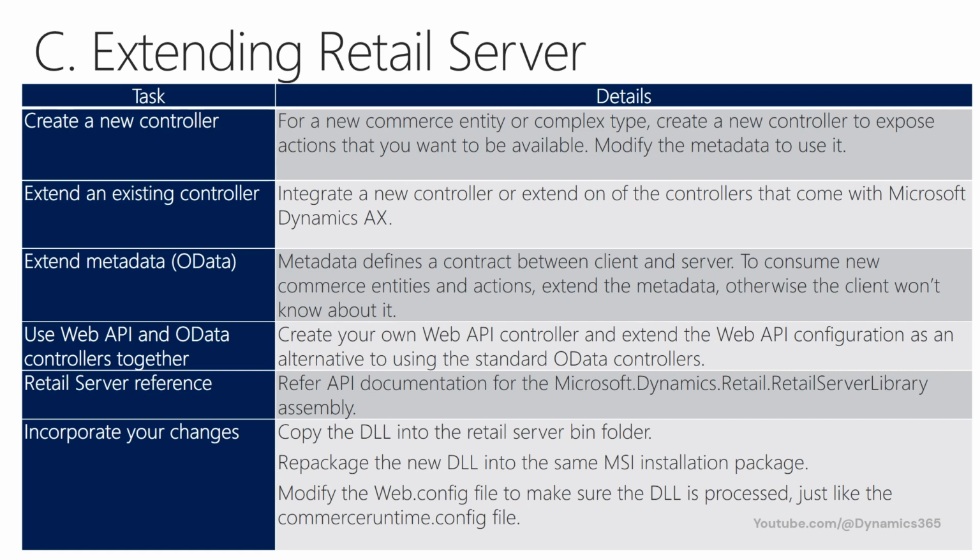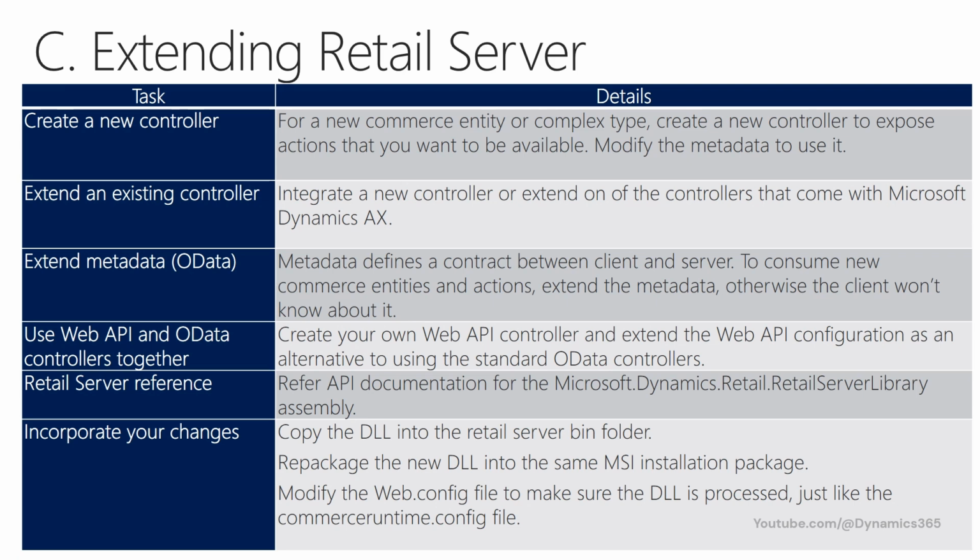Extend metadata. The metadata defines a contract with the client and the server. It exposes the entity definition and action definition. So when you make changes on the server side, you can use a tool on the client side to generate proxy code, reducing the maintenance effort for developers. To consume new commerce entities and actions, you must extend the metadata, otherwise the client won't know about it. Use Web API and OData controllers together. You can create your own Web API controller and extend the Web API configuration as an alternative to using standard OData controllers.